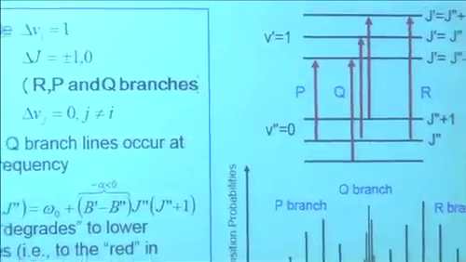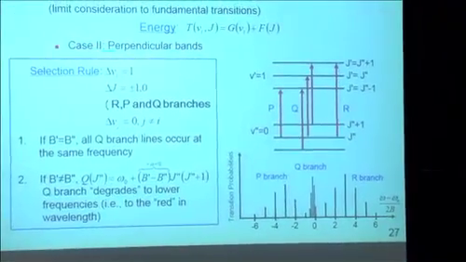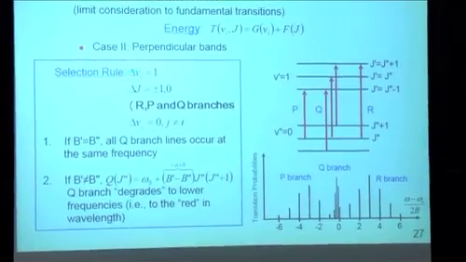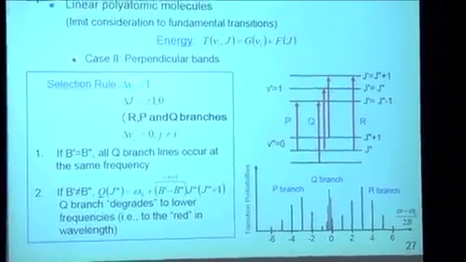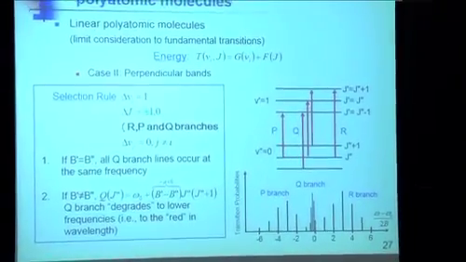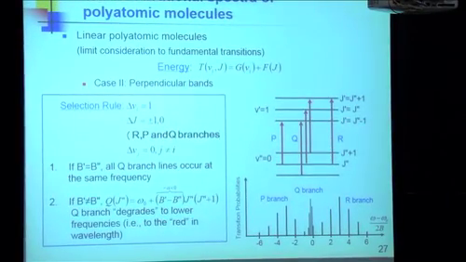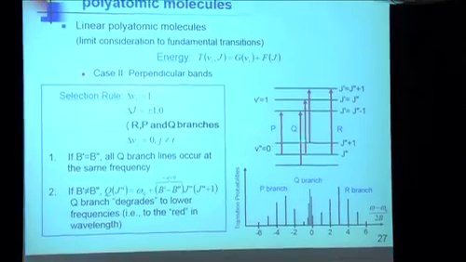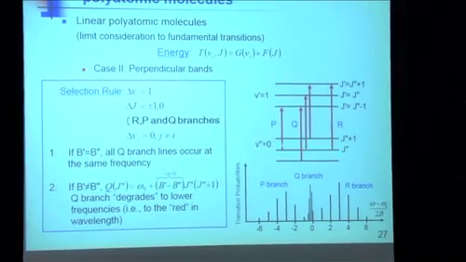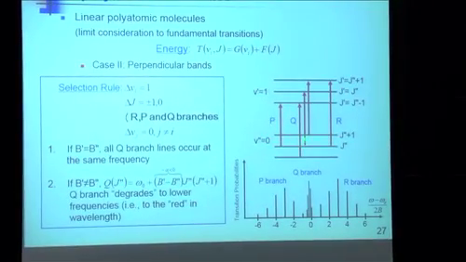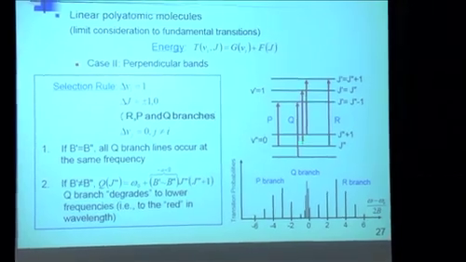Okay, now let's see. Case 2, perpendicular bands. Delta V is still 1. Delta V sub I is still 1. Delta J is plus or minus 1 and 0. Now we get a Q branch. And so now you're down here in, say, J. Now you can also have a Q branch transition. So you can have the R, you have the Q, you can have the P.